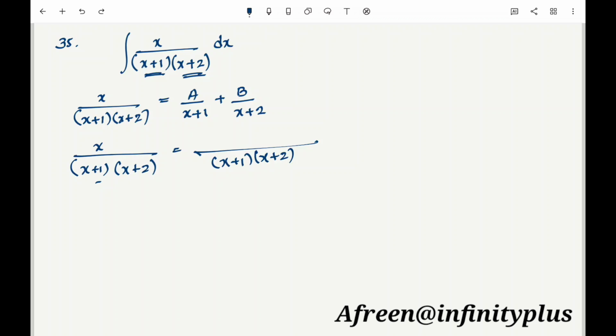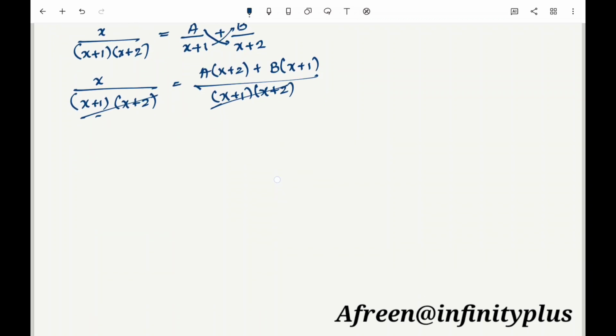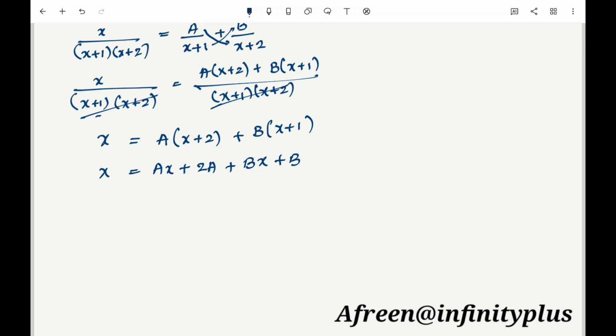So if you take the LCM as x plus 1 and x plus 2, just cross multiply here. What will you get? a into (x plus 2) plus b into (x plus 1). Now the denominators of LHS and RHS will get cancelled. You will be left with x is equal to a into (x plus 2) plus b into (x plus 1). Now multiply a and b with the corresponding terms. So a into x is ax plus 2a plus bx plus b, which is equal to x here.